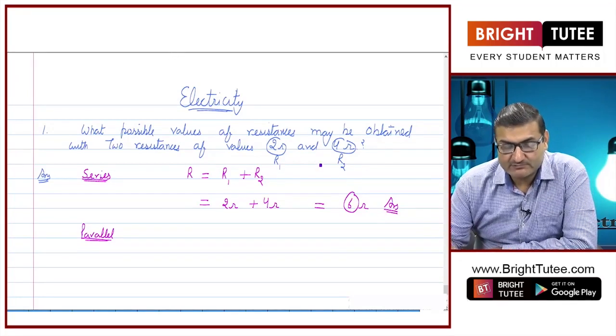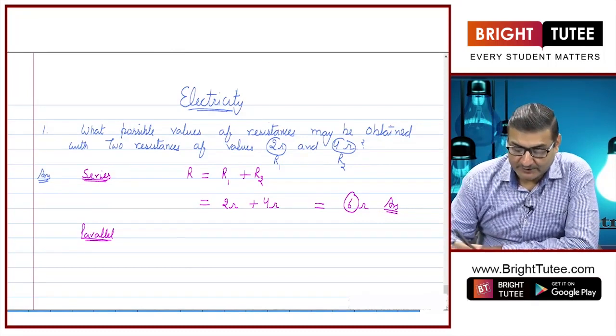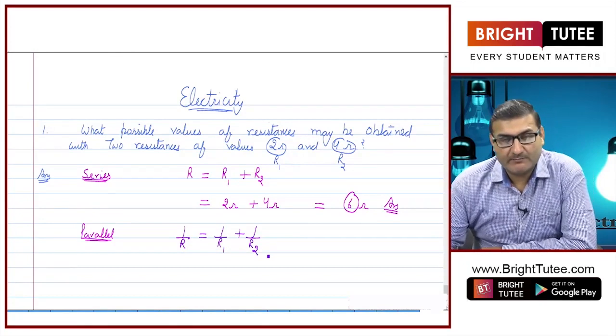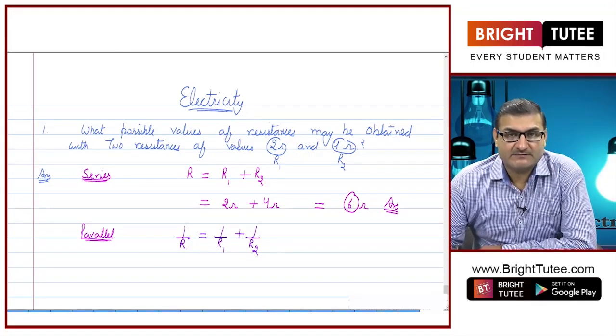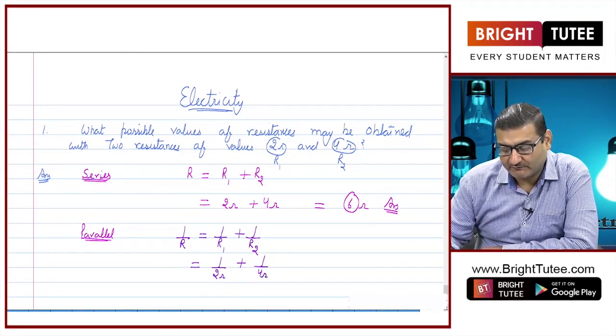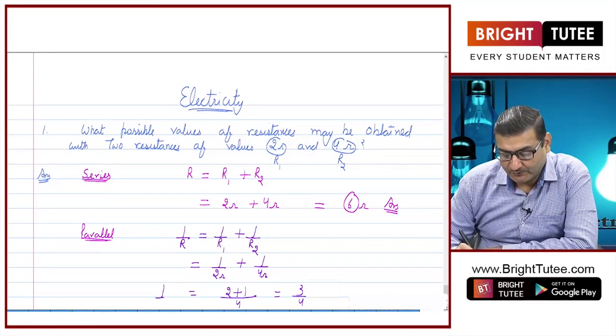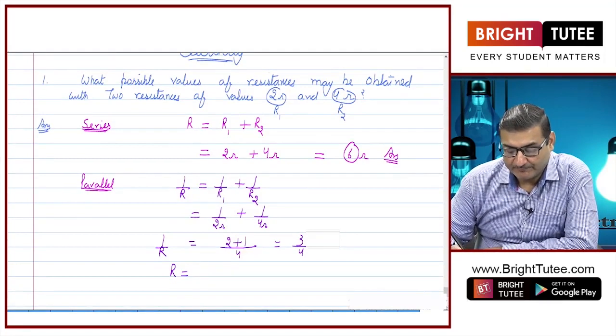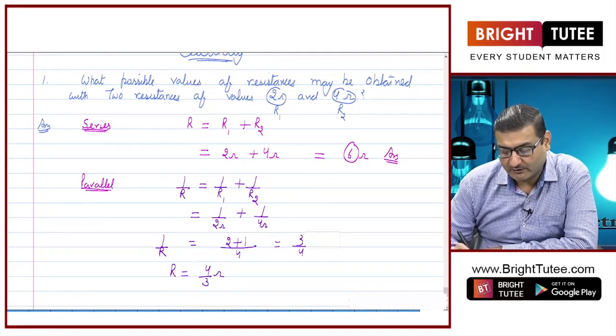If I connect these two resistances in parallel, the total resistance is calculated by the formula as we already have studied, that is 1 upon R is equal to 1 upon R1 plus 1 upon R2, right. So, putting the values, I will get R1 is given to be 2 ohms, R2 is given out to be 4 ohms. Taking the LCM, that is my 4 ohms, I will get 2 plus 1, that is 3 by 4. Mind you, this is 1 upon R. So, for calculating R, I will be just taking the reciprocal, that comes out to be 4 by 3 ohms.